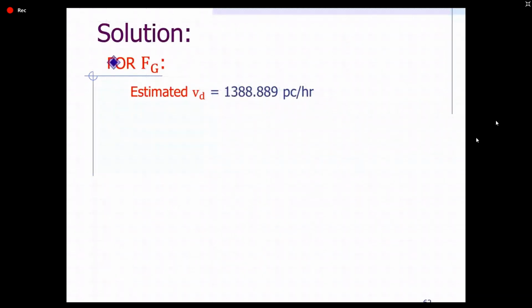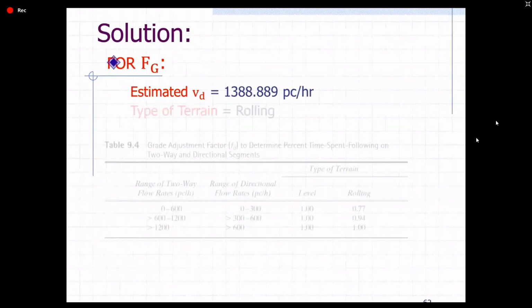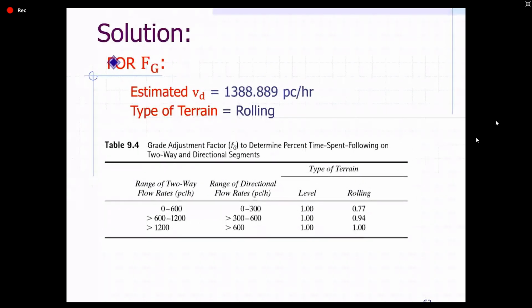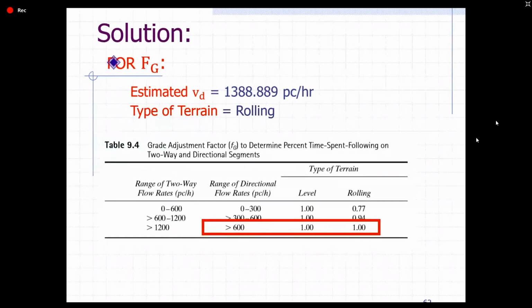So, first is using your estimated V sub D. Kunin natin yung values of your FG. So since we are in your rolling terrain and this is greater than 1,200, 1.0 pa rin yung value natin. I'm sorry, greater than 600 kasi directional na tayo. Hindi na pala siya two-way. Directional na itong second part. That's why it is 1.0.